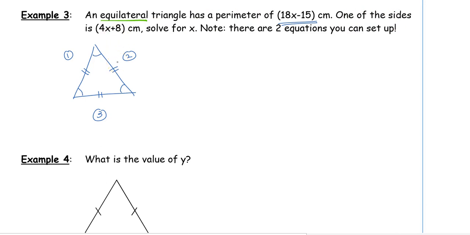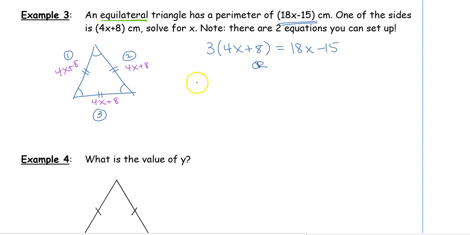It doesn't say which one, and it really doesn't matter, because if this is 4x plus 8, then this is 4x plus 8, and this is 4x plus 8. Because in an equilateral triangle, all three sides are the same. They're all going to be 4x plus 8, which is going to help us with our equation. We can either write it as there's three sides of 4x plus 8 that equal the perimeter of 18x minus 15.